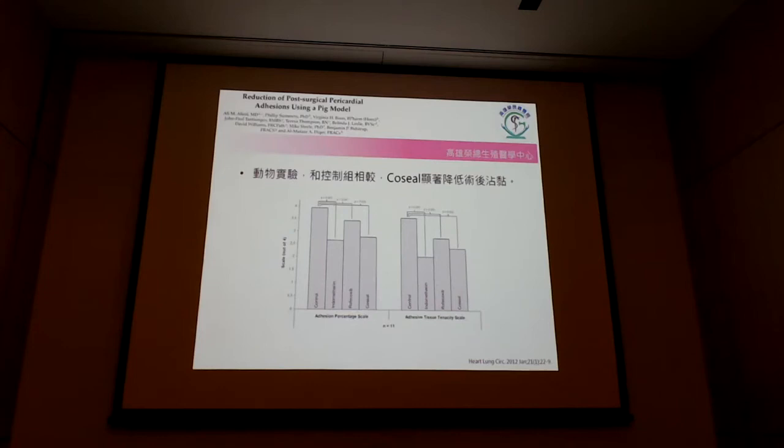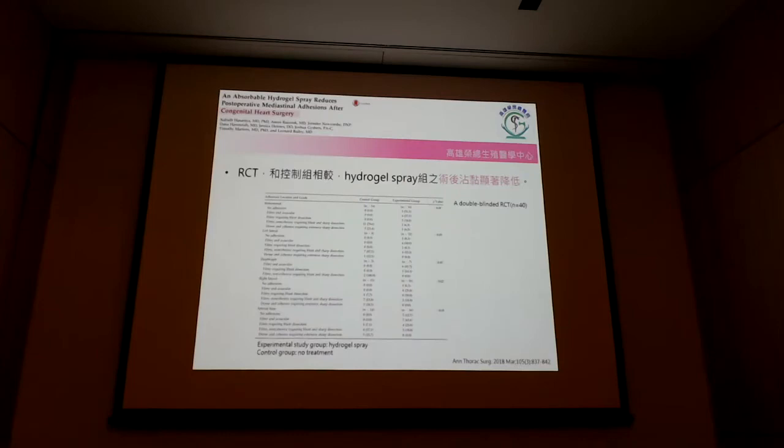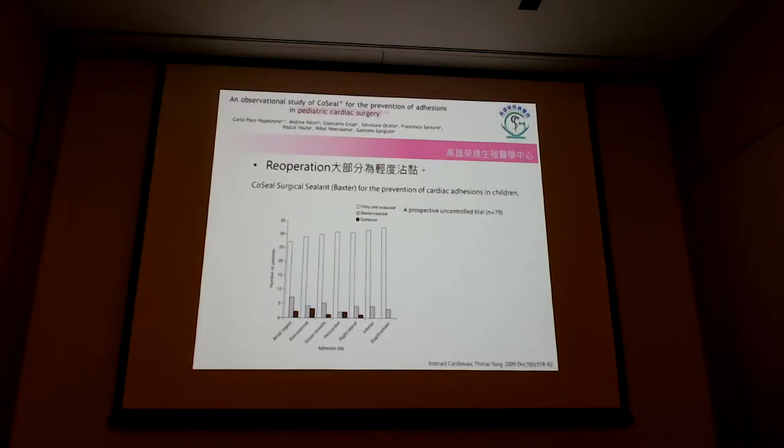The meta-analysis of animal models demonstrated that three commercially available adhesion barriers reduced the adhesion score of reformed adhesions, namely Seprafilm, ePTFE, and icodextrin. The randomized double-blind study revealed that the hydrogel group had significantly less severe adhesion than the control group at the mediastinal area after congenital heart surgery. Coseal was used for the prevention of cardiac adhesion in pediatric cardiac surgery, as shown in the figure. Around 85% of adhesions were allocated the least severe classification of filmy and avascular.